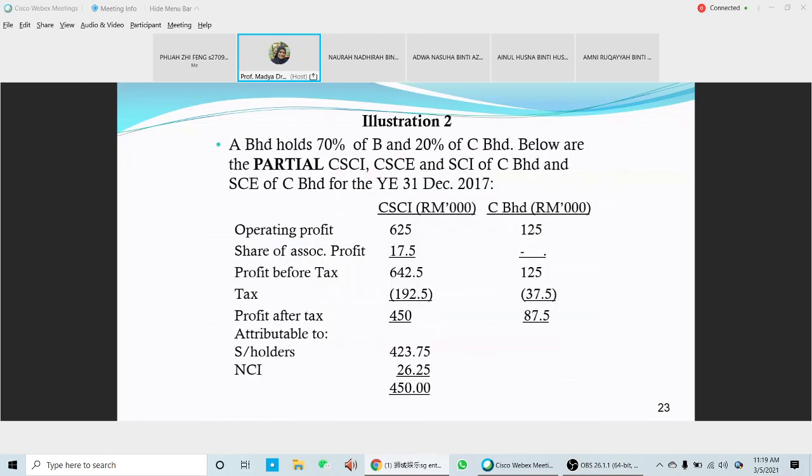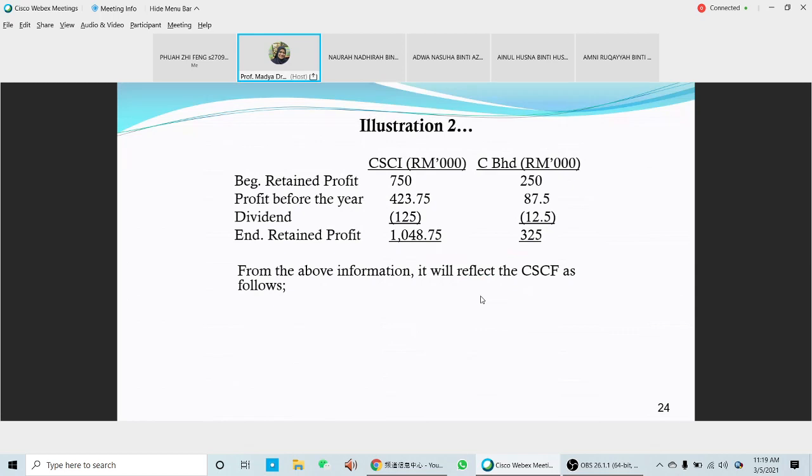We try to look at the example that we have here. Share of profit in associate is 17.5. There is no effect here because there is no cash effect. So we're going to look at the next one. The one that you have here is dividend paid. The dividend announced by the associate here is 12.5. From that 12.5, we are going to allocate to the parent.